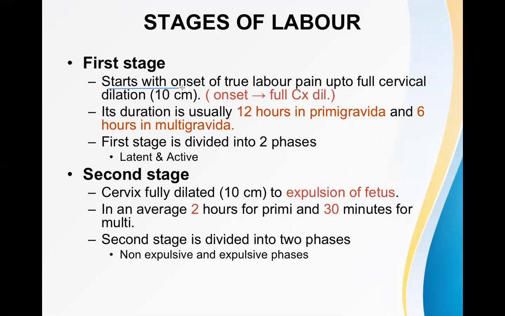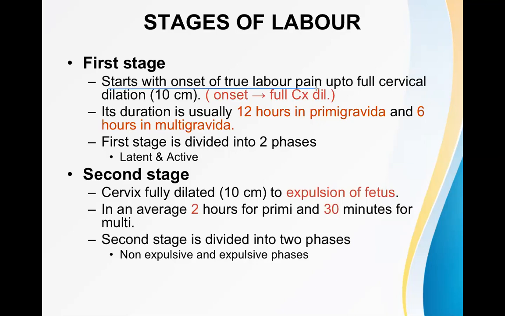It starts with the onset of true labor pain. And what are the hallmarks of true labor pain? Let me remind you once again. This is a painful uterine contraction. Along with the abdominal pain, when we put our hand on the anterior abdominal wall, we can feel the hardening of the uterus. Very, very important point. Only then can we confirm that this pain is because of uterine contraction.